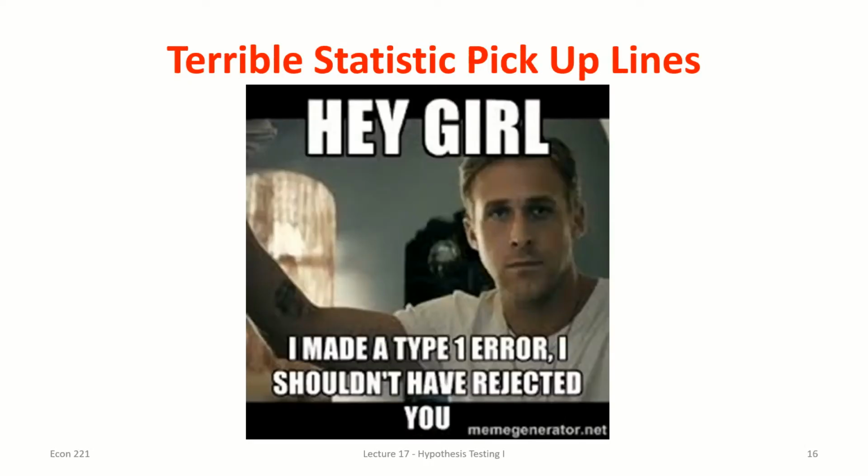And then to remember these type 1, type 2 errors, I usually like to use this at the end of a class, but here kind of fits in. So, hey girl, I made a type 1 error. I shouldn't have rejected you, right? Because you rejected when you shouldn't have. That's a type 1 error. And I still make the dad jokes even doing these online lectures, okay?